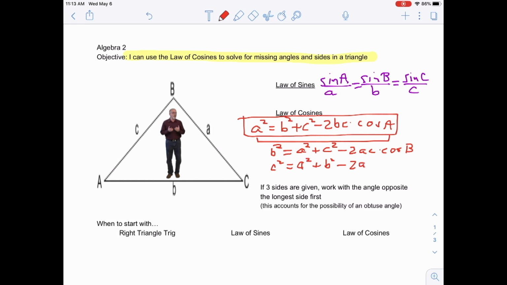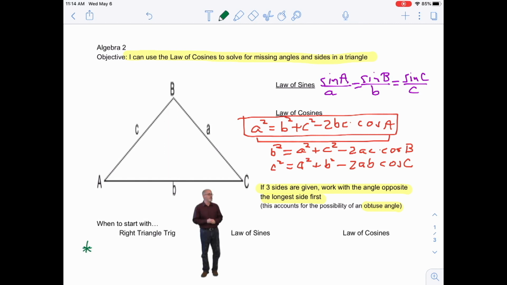Now it's important to recognize that when you use the law of cosines, it's best that you work with the longest side first, because that's opposite the biggest angle, and that helps us just in case we have an obtuse angle. The law of cosines can handle an obtuse angle. The law of sines, you have more difficulties with that. So that's why you want to make sure you take care of the longest side on the left side of the equation first.